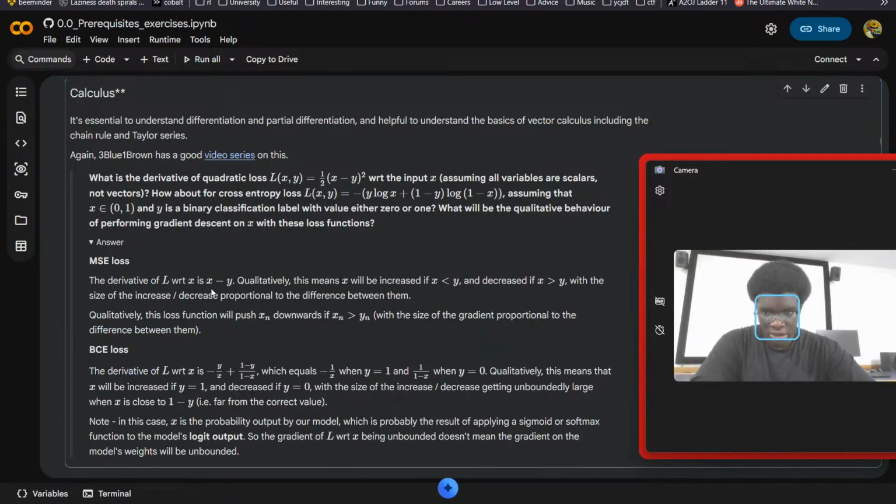Yep, x minus y. Okay, and they didn't simplify it, so it's minus y over, yep, okay.